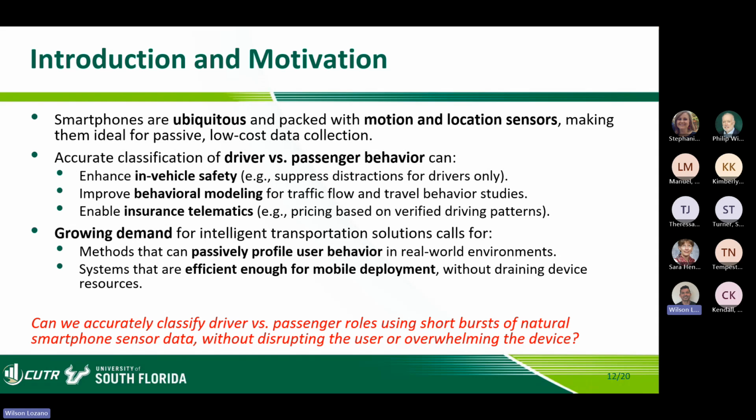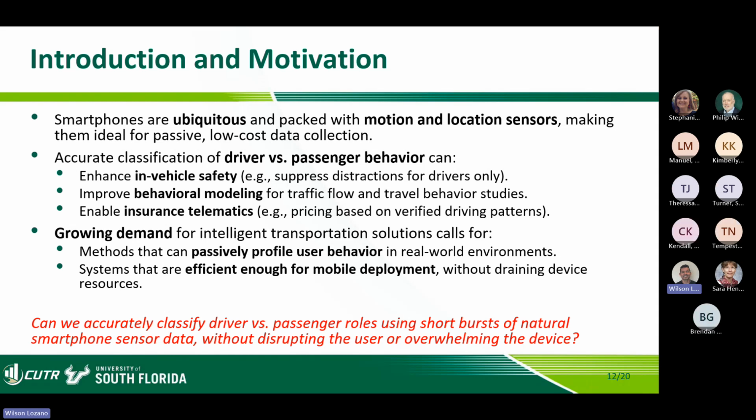Some work on this has been done before. There is also a growing demand for intelligent transportation solutions that calls for methods that can passively profile user behaviors in real-world environments, and for systems that are efficient enough for mobile deployment. Smartphones are very well adopted and everybody is working on them. But we are also worried that we need to preserve the battery, we need to preserve the resources that are limited, right?